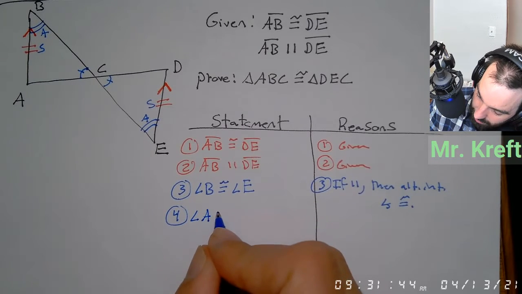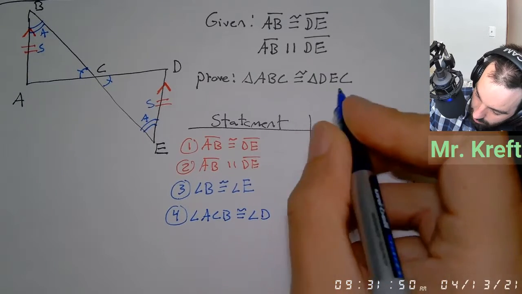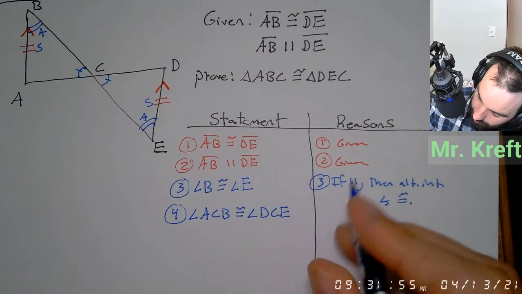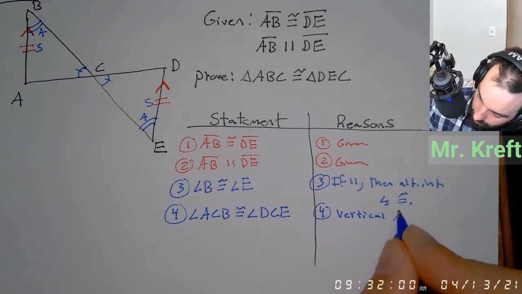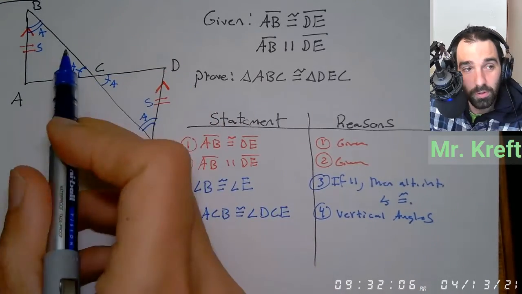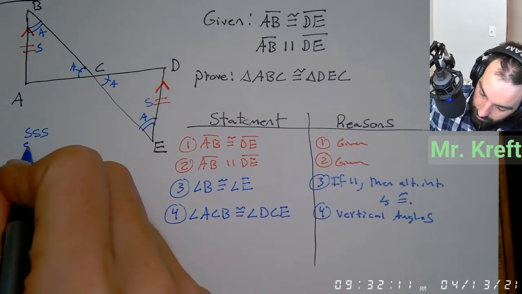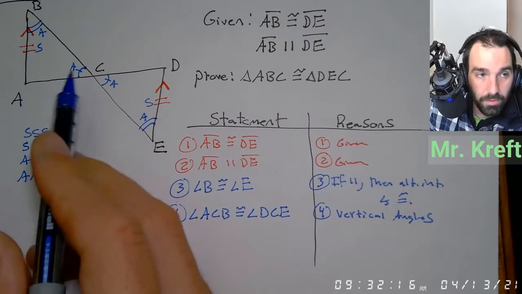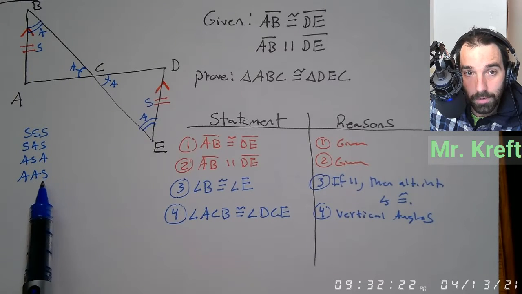So let's see here. I'm going to go angle ACB is congruent. It looks like A goes with D, C goes with C, and B goes with E. Okay, so then I'm going to say here I have vertical angles. Now, if you did it this way, there's more than one way of doing it. You could have done angle, side, angle, but in this one, if we look at these, SSS, SAS, ASA, AAS, we have 2 pairs of angles, but we have to see which one it is. Is the side in the middle or is the side on the outside?